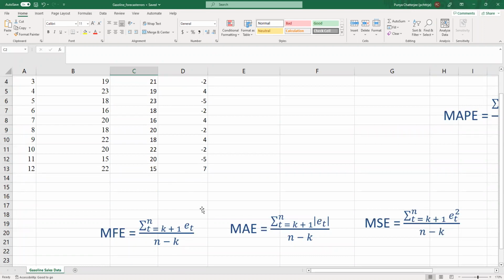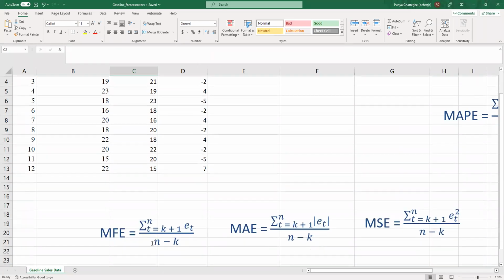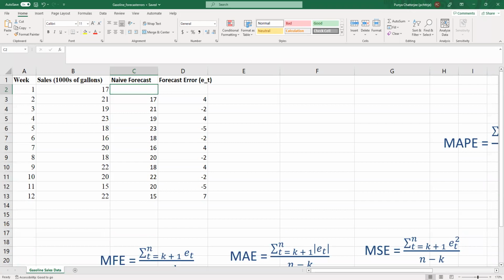The rest of the numbers we have. So let's do it. What the formula says is that you sum up all these errors and then divide the sum by n minus k, where n equals 12, there are 12 data points, and k equals 1 because of 1 missing forecast. So that all equals, you use the sum function.